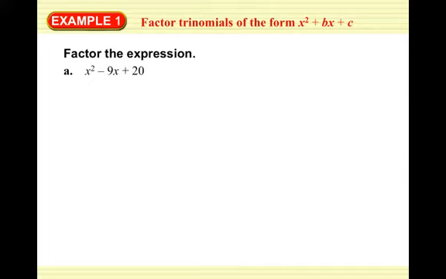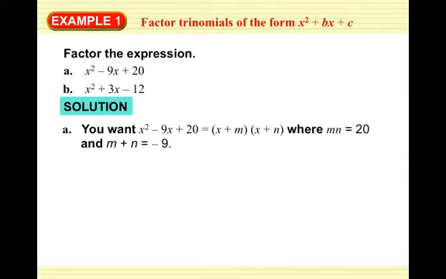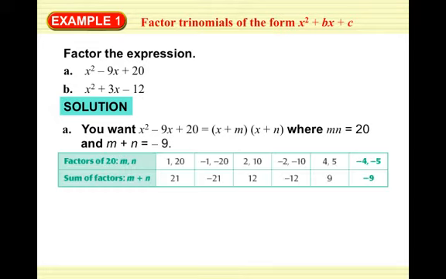All right, so we're going to factor a couple of expressions. Let's look at the first one, x squared minus 9x plus 20. So we want to get in the x plus m times x plus n form. m times n is 20, and m plus n needs to equal negative 9. So one thing you can do is make a table, and you would fill in the first row first, and then come through and fill in the second row second.